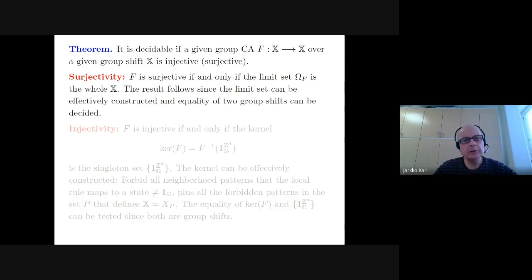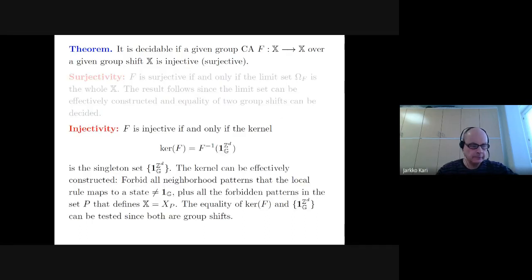And now I told you that in a group cellular automaton, we can effectively construct this limit set. It's a group subshift, and we can algorithmically construct it. And I also told you that we have an algorithm to test if 2 given group subshifts are the same. So we have an algorithm to test whether this limit set is the same as the space X. And that's exactly surjectivity. So very simple. We have an algorithm. We construct the limit set and we test if it's our whole space or our given group shift.